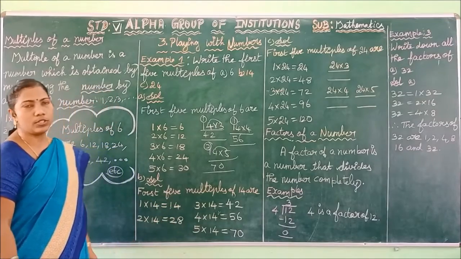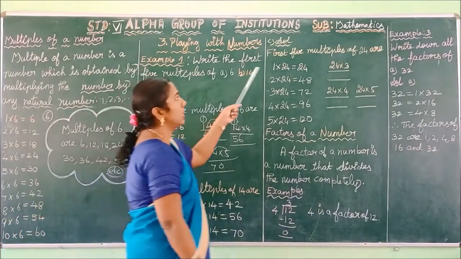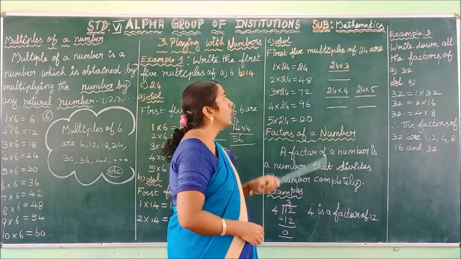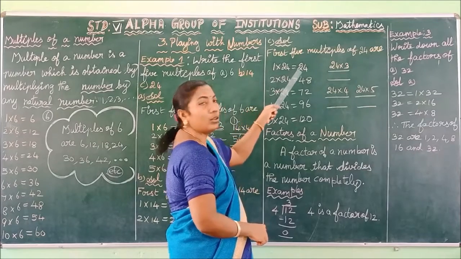You have to stop up to this, children. Okay. See subdivision C. You have to find the first 5 multiples of 24. First, you can easily write 1 times 24 equals 24.